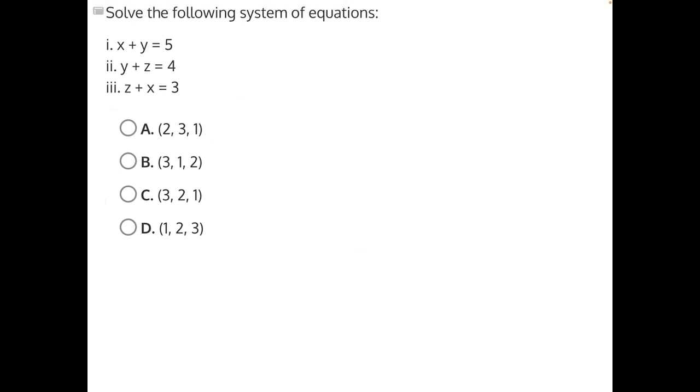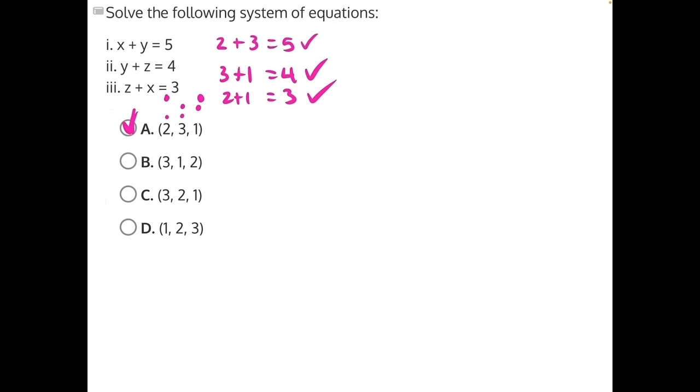For example, starting with A. 2 is x, 3 is y. So this equation can be rewritten as 2 plus 3 equals 5, and that is a true statement. Then on to your next one, y plus z: 3 plus 1 equals 4. That is also a true statement. On to equation 3, z and x: 2 plus 1, that does give you 3. That is a correct statement, and that means answer choice A is our correct answer.